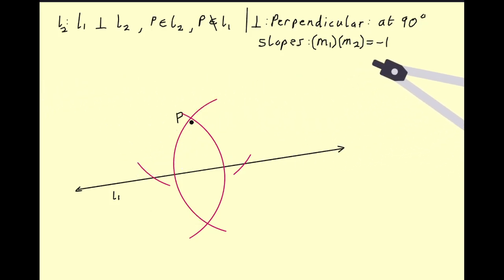And now when we take a ruler, and draw a line between where those 2 arcs cross, we must end up with the perpendicular bisector of those 2 points where we crossed, and that goes through P. So we've met our criteria. We are at 90 degrees to our original line, to L1, and we are going through the point P.